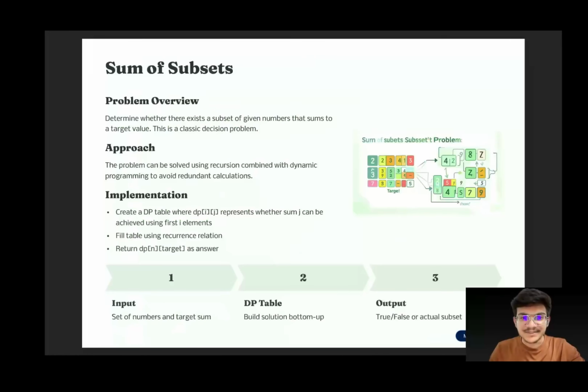The sum of subsets. The sum of subsets problem checks whether a subset exists with a given target sum. We use dynamic programming to avoid recomputation. We create a dynamic programming table where each value states whether a sum is possible. Finally, we get a true or false value depending on whether the subset exists.